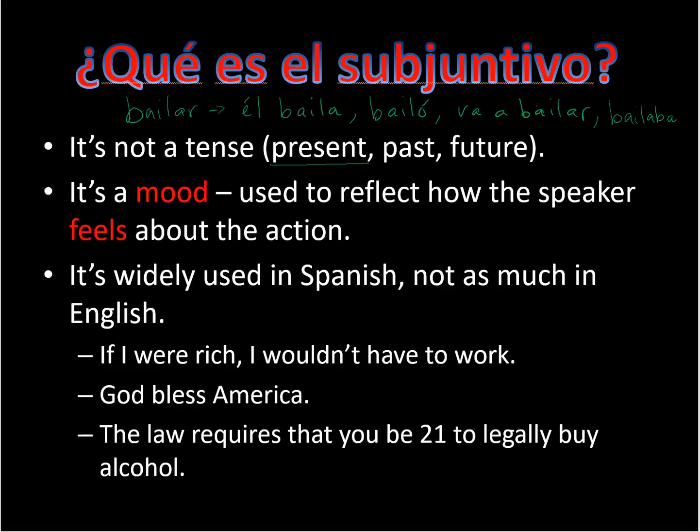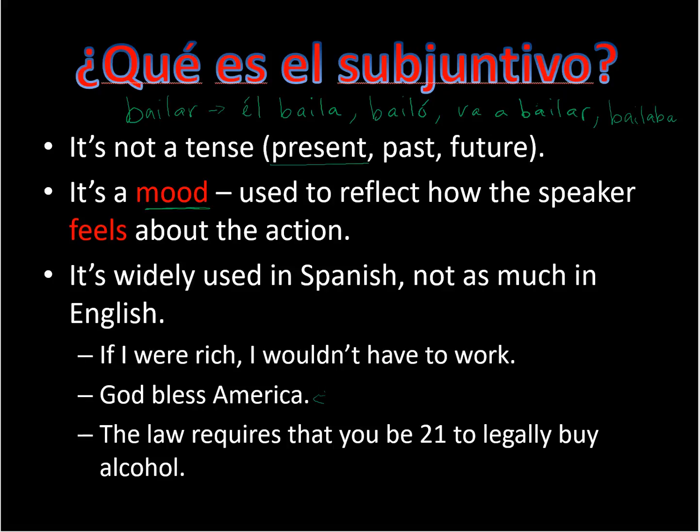This, the subjunctive, is a mood. It's used to reflect how the speaker feels about the action. Okay, it's widely used in Spanish, not as much in English, but we do have it. For example, if I were rich, I wouldn't have to work. I am working, I'm not rich. God bless America. Kind of like, if only God would bless America, or I hope that God blesses America. Everything we're saying about this is waiting. We're not sure it's going to happen.